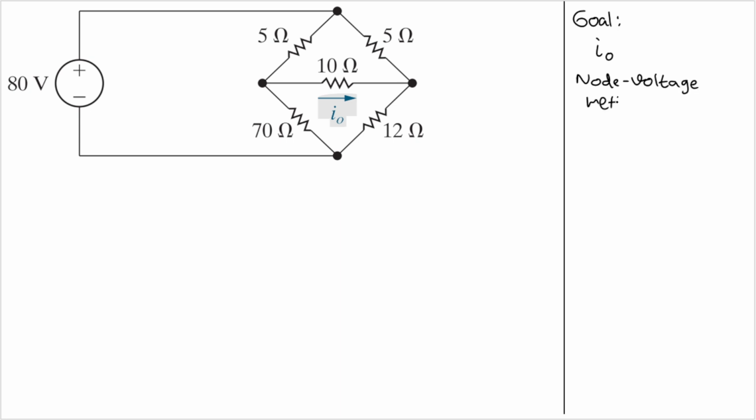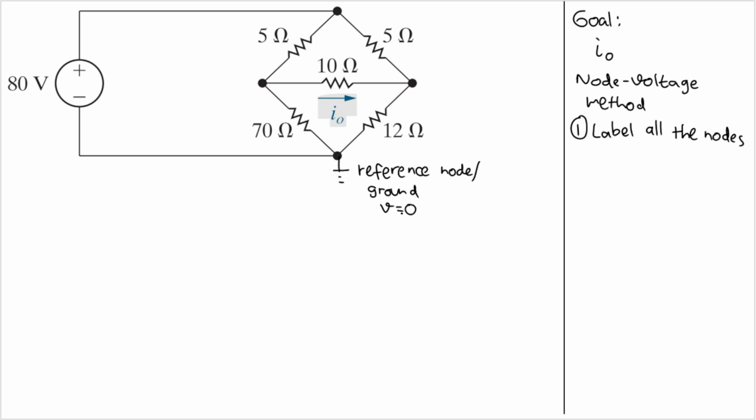The first step of the node voltage method will be to label all the nodes, and also extract some information that is available from the circuit. The first node that we need to know is the reference node. Let's set this here as our reference node. So this one will be our ground, and that means that the voltage here will be 0.